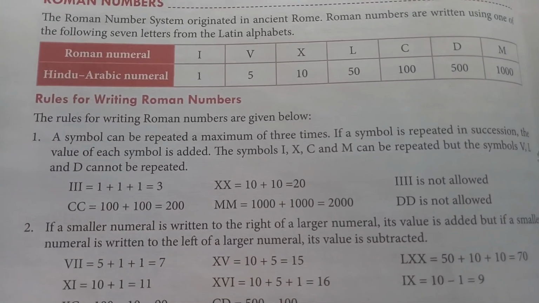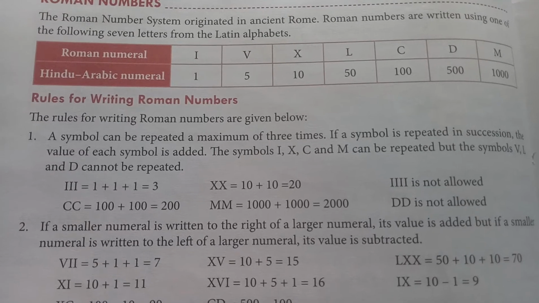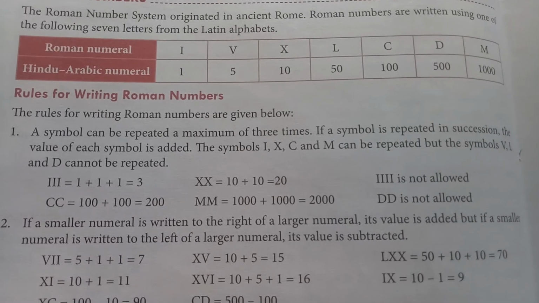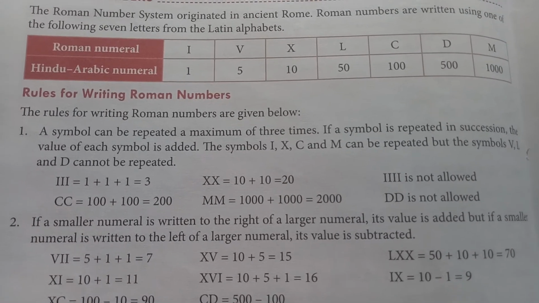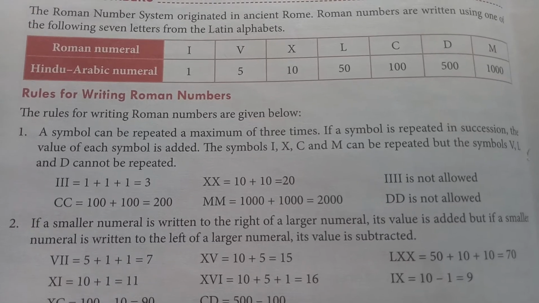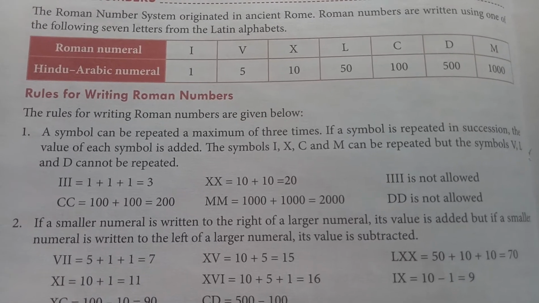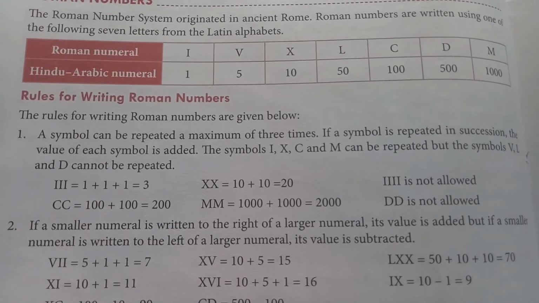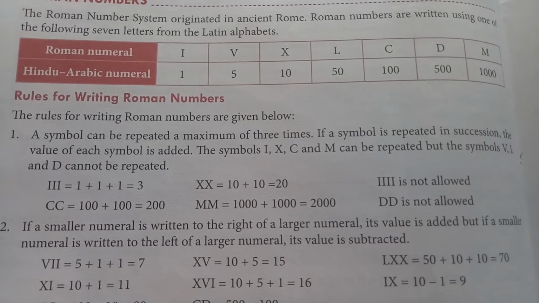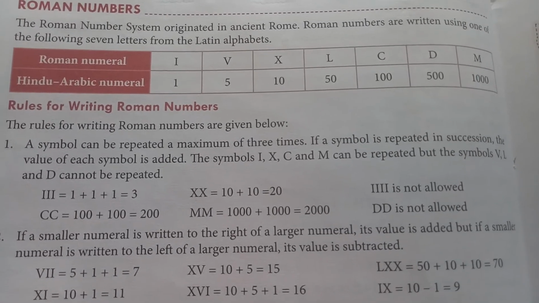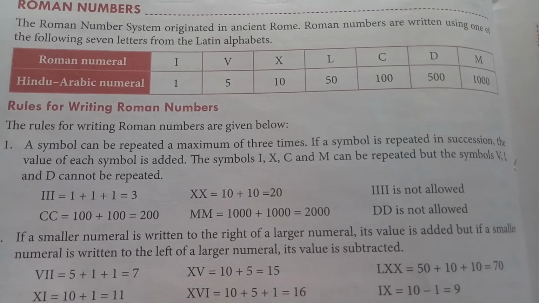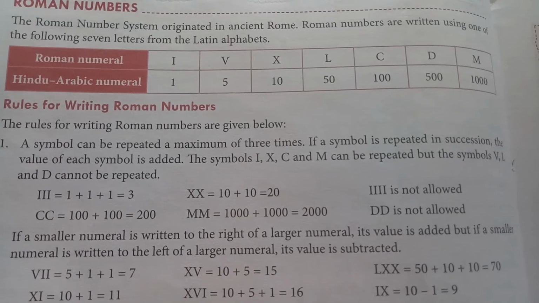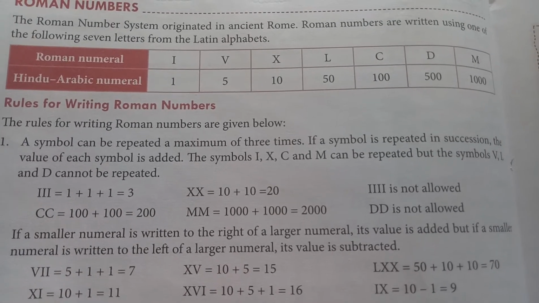Rule number 2. If a smaller numeral is written to the right of a larger numeral, its value is added. For example, VII is equal to V stands for 5 and I stands for 1, is equal to 5 plus 1 plus 1 is equal to 7. Another example is XV is equal to 10 plus 5 is equal to 15.